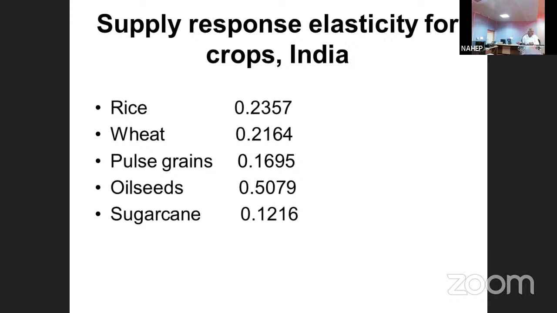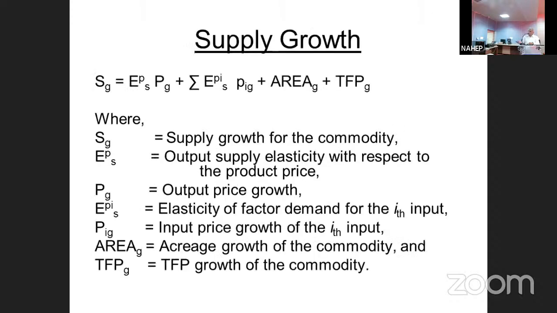They are not highly elastic, but it's still quite big. The supply number is quite big, 0.2. It's not that small. So we have the supply growth equal to output price effect, input price effect, area effect, and TFP. So we get the share of supply growth. Once you estimate this elasticity and you know the growth of output price, input price, area, acreage, and TFP growth, we can estimate the supply.